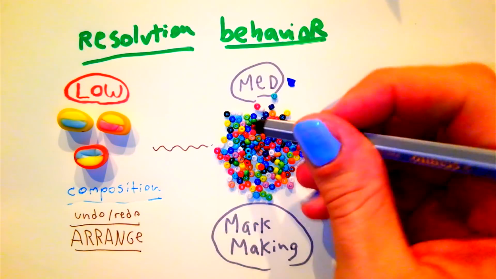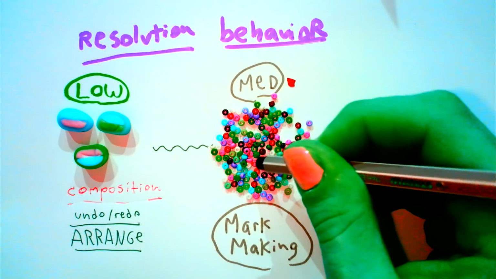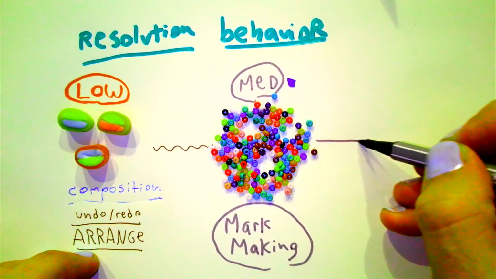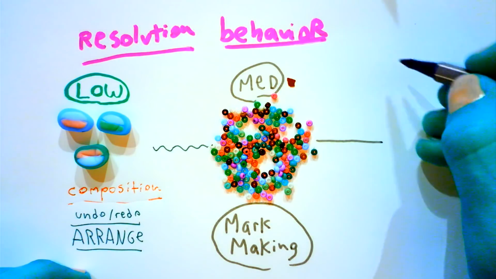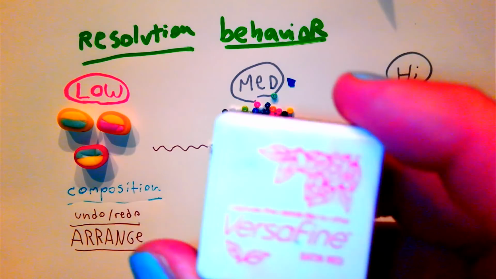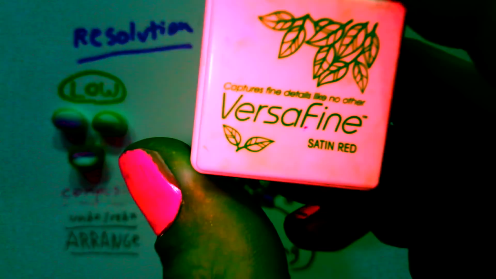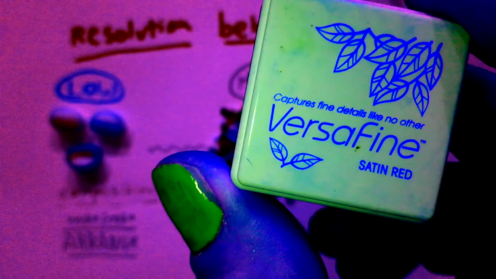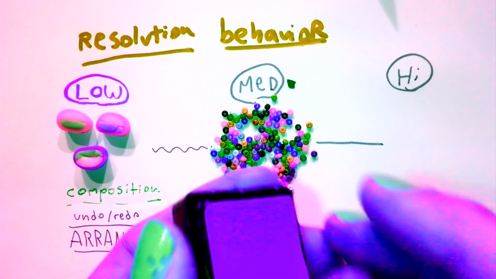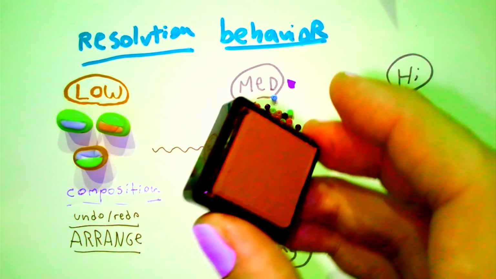Now, if we wanted to get to an even higher level of resolution, in other words, high resolution, we're going to talk about high resolution. But to do high resolution, we're going to need a super, super high resolution technology. We're going to need something extremely high res. We're going to need a technology called VersaFine. Captures the fine details like no other, right? So for VersaFine, now pay attention to what happens here at high resolution.